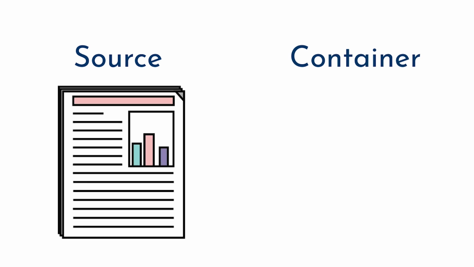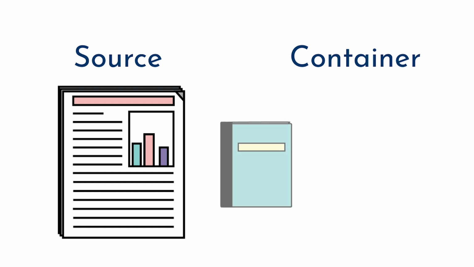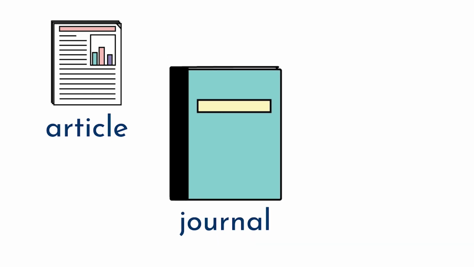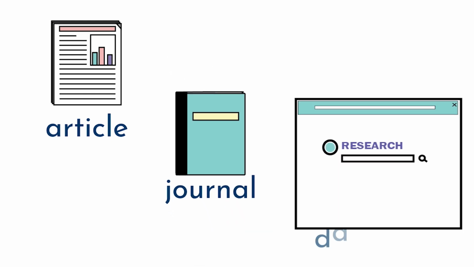MLA uses the language of source and container when building citations. A source is the piece of information that you are citing. Some sources might be inside of larger pieces of information, which MLA refers to as containers. To cite a source, you need to describe the source itself as well as each of its containers. For example, your source might be an article that was published inside of a scholarly journal, but then you access that journal through a bigger container, a database.